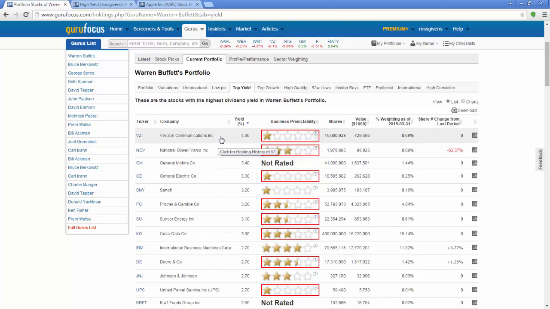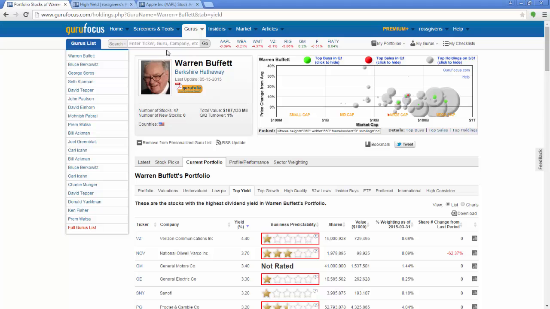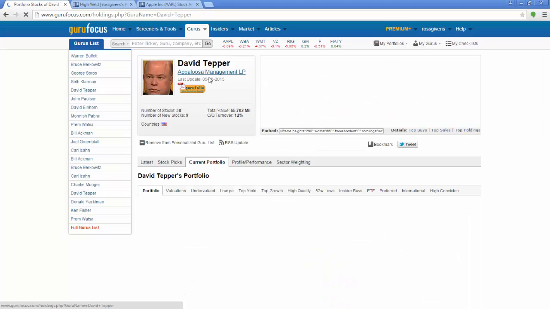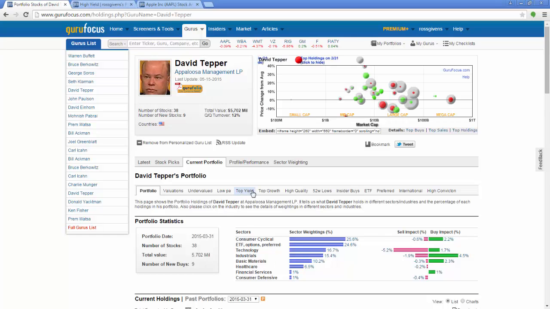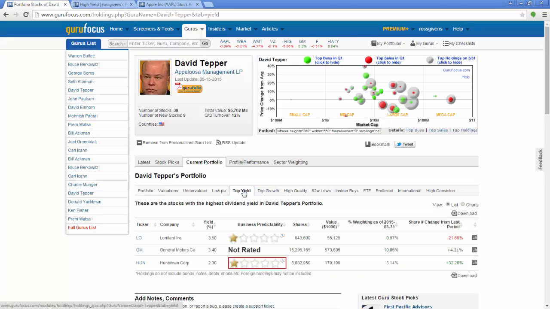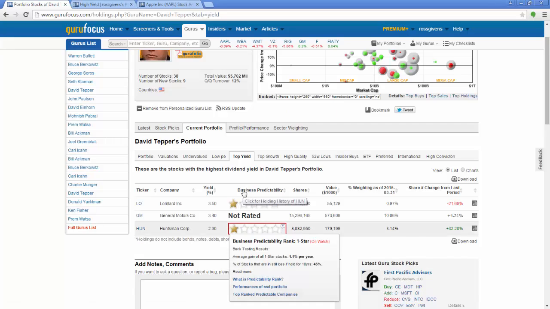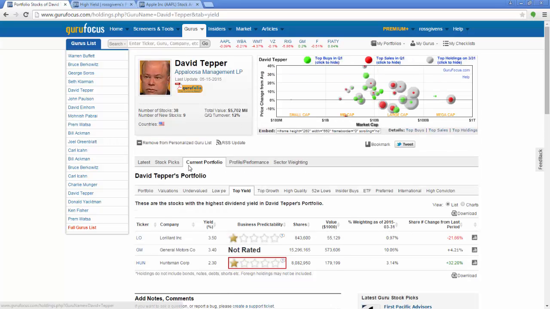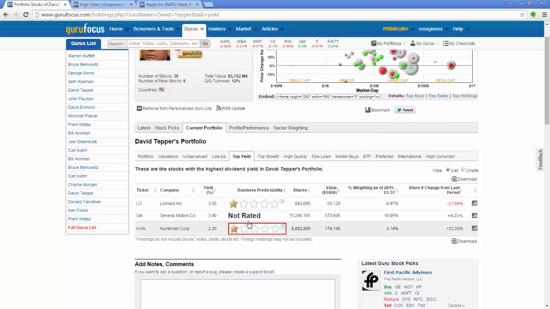And you can do this for any guru, right? We can look at Tepper. If you want to look at David Tepper's portfolio, find the dividend stocks he's holding. It's a quick way if you're looking at someone. Notice Tepper's a big growth guy. He doesn't have a lot of dividend stocks. These are the three he's holding: Lorillard, GM, and Huntsman. Out of his 38 stocks, only 3 pay dividends.